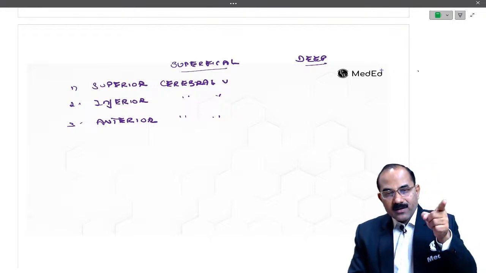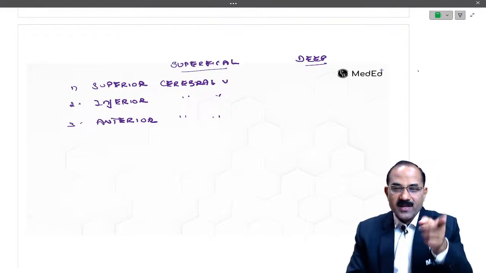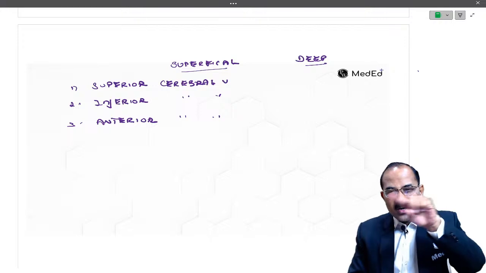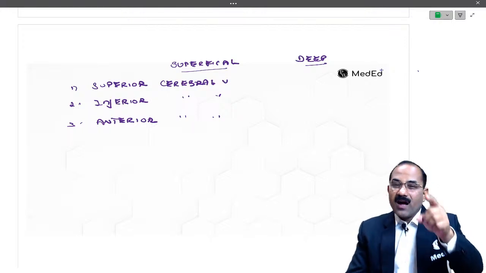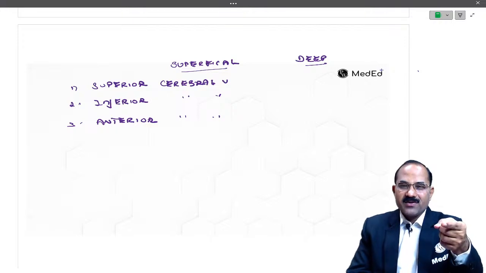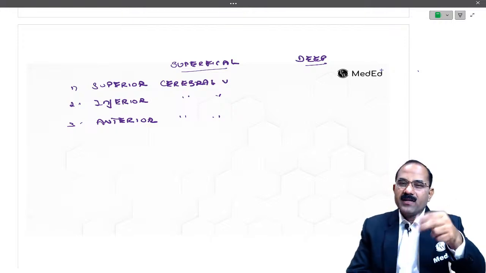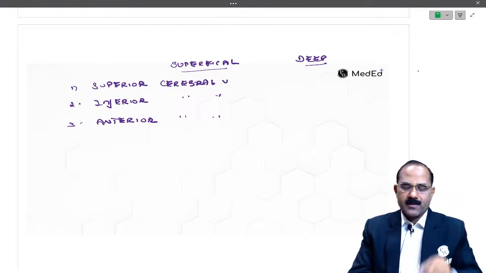Next is the anterior cerebral vein. Anterior cerebral vein lies in the callosal sulcus. You remember the callosal sulcus, above the corpus callosum on the medial surface of the brain? The anterior cerebral artery accompanies it. So the anterior cerebral artery and anterior cerebral vein line the callosal sulcus.